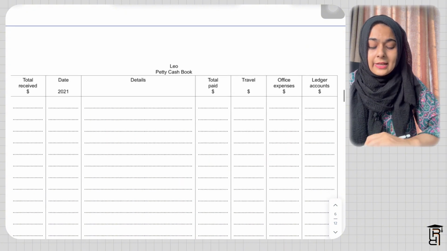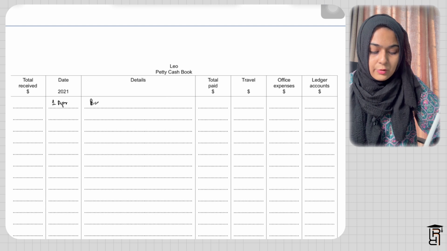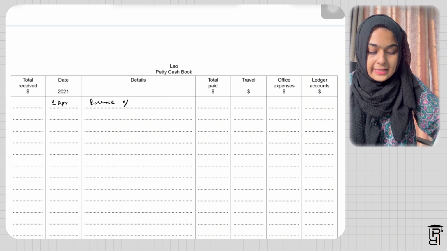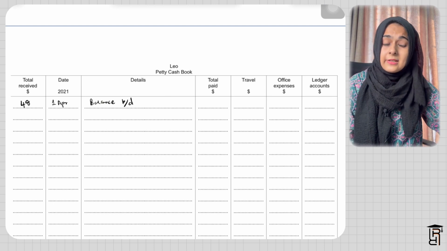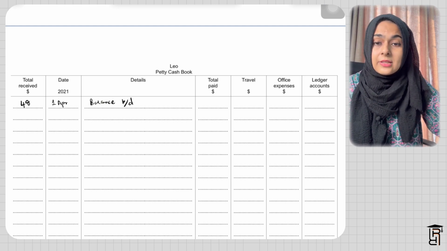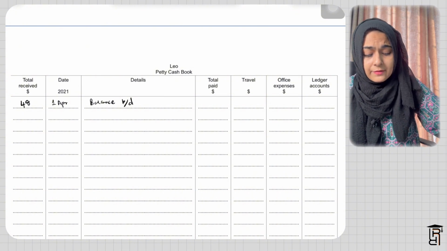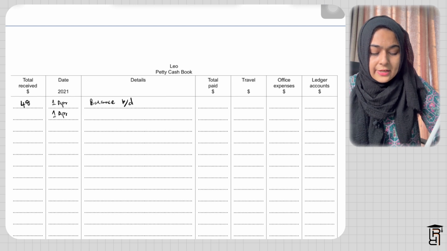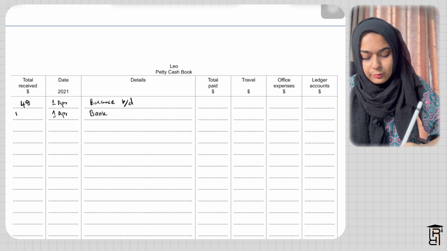So what I'll do here is I'll record 1st April 2021 balance brought down. The balance in the petty cash is $48. Total received is the debit side. Cash is your asset, so assets have balance brought down on the debit side. Then we are going to use the business bank account to restore petty cash. So I'll write here 1st April, bank, and 152.